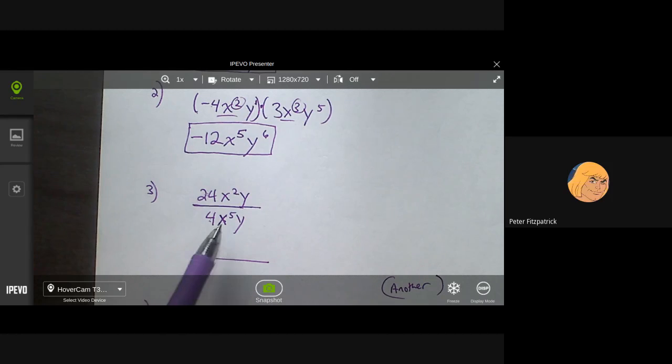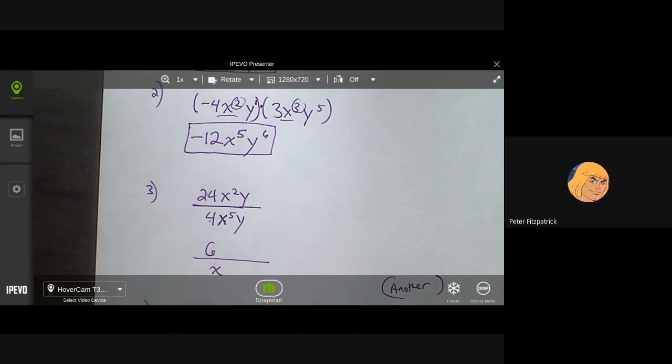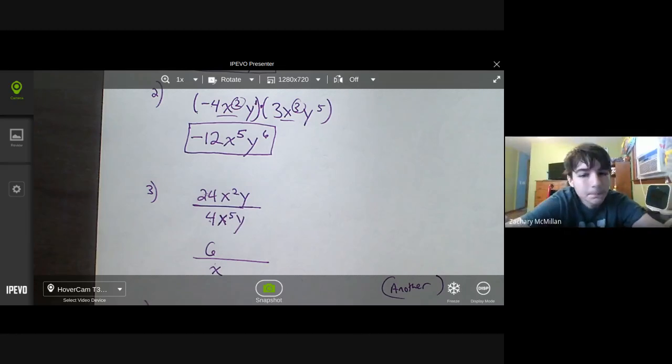Okay, Zach, the next base are x's. Where are there more x's? In the numerator or in the denominator? Where are there more? Denominator. It's going to stay there. Nice. Okay. Some are going to cancel out. Do the division rule, which really means subtracting the exponents. What do we have?